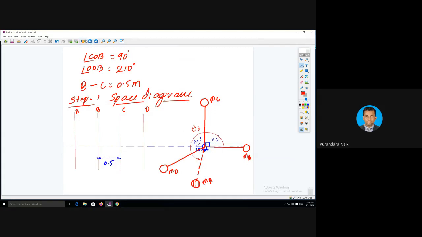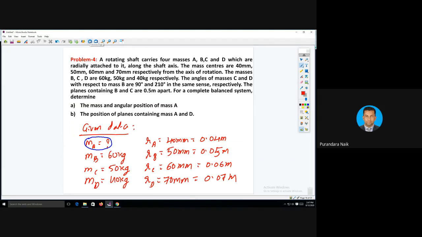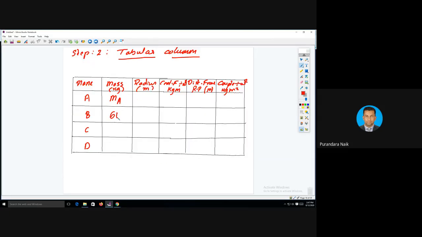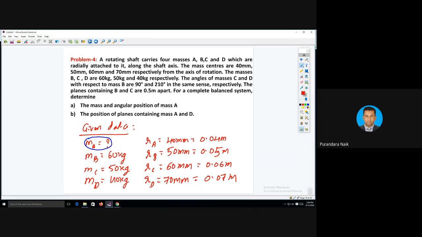Next, mass MA is unknown. See the given data. MB is 60 kg, MC is 50 kg, and MD is 40 kg. So next is the radius. Radius of rotation of mass A is 40 millimeter, that is 0.04. Next is 0.05, 0.06, and 0.07.